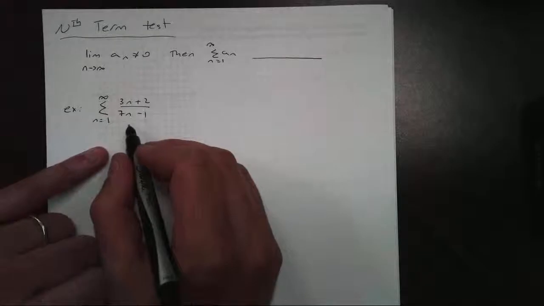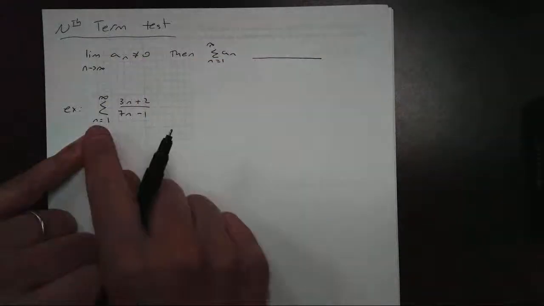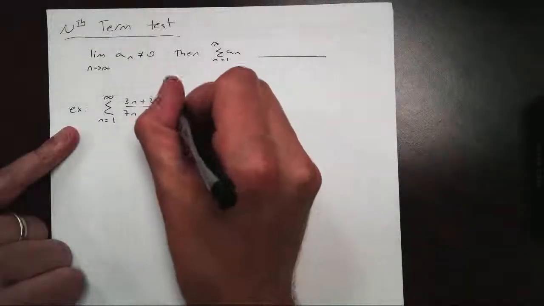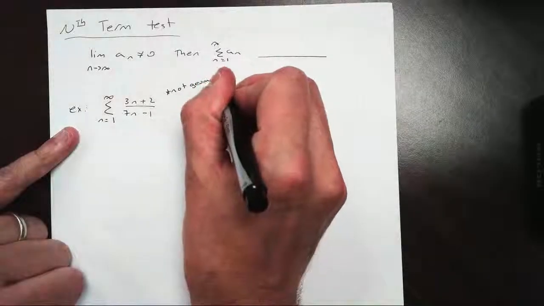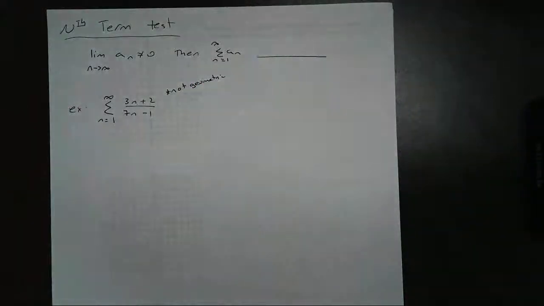Let's say we have the following series, n equals 1 to infinity, of 3n plus 2 over, let's say, 7n minus 1. And I want to find out if this converges or diverges. Now, first of all, we have to recognize that this is not a sequence, so our sequence rules don't follow. Secondly, the only other test we've talked about is geometric, and this is not geometric. So if it's not geometric, we go on to a different test. In this case, we're going to use what's called the nth term test.